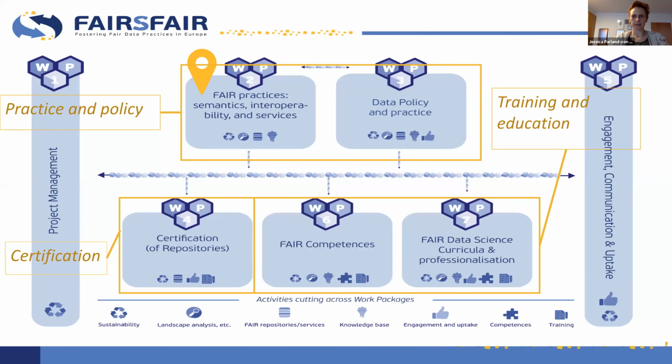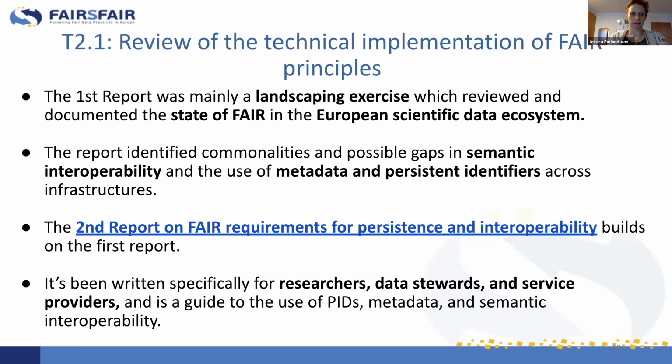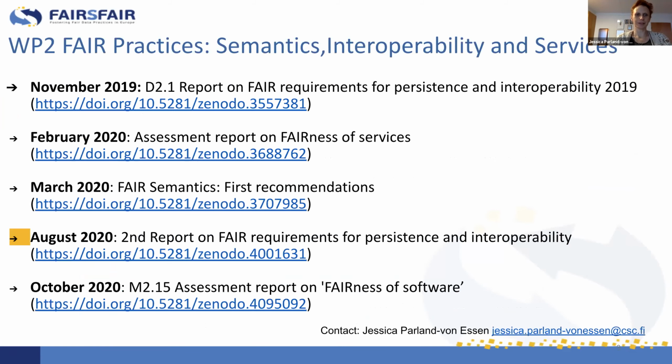Here's a quick peek at the structure of the project. We have work packages on FAIR practices and data policy and practice, work packages 2 and 3. Certification is managed in work package 4. Then work packages 6 and 7 are working on promoting the skills and capacity, the skill set and professionalization of FAIR. So that's some words on that. Sorry, I have a small problem with managing the slides here.